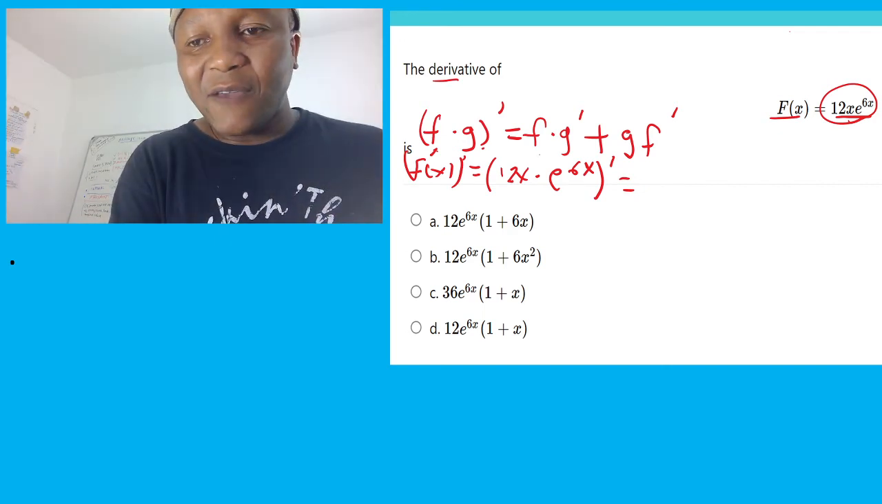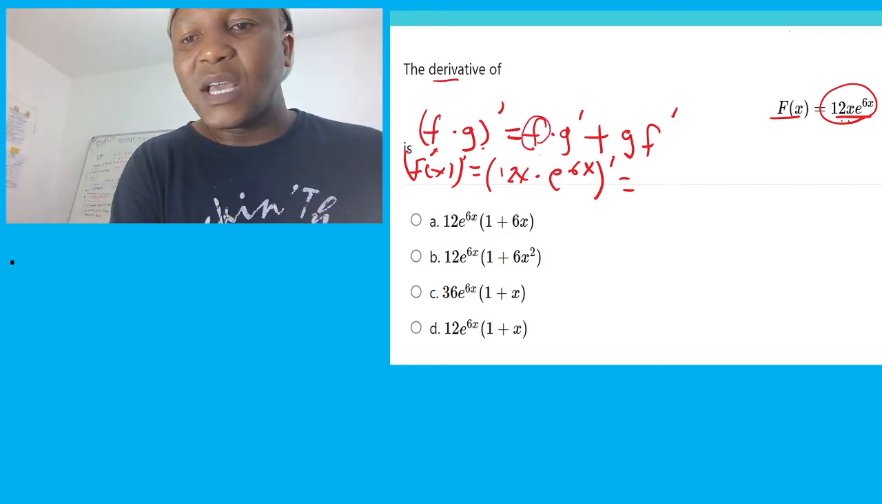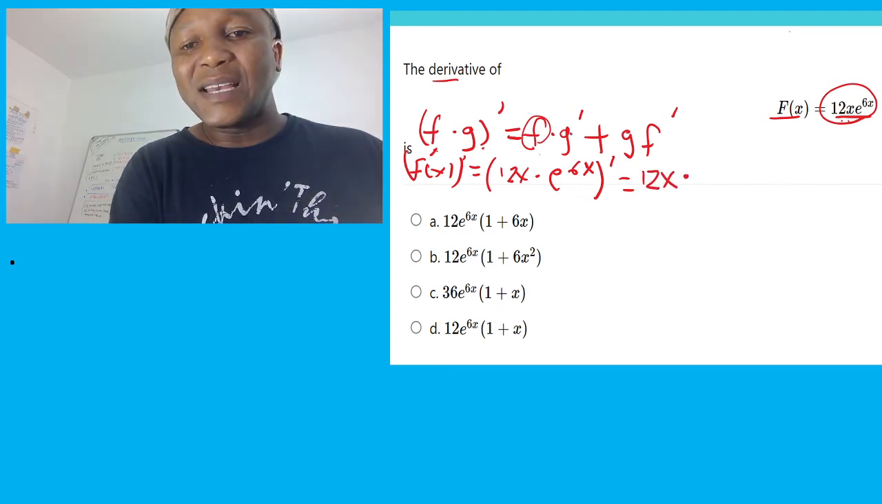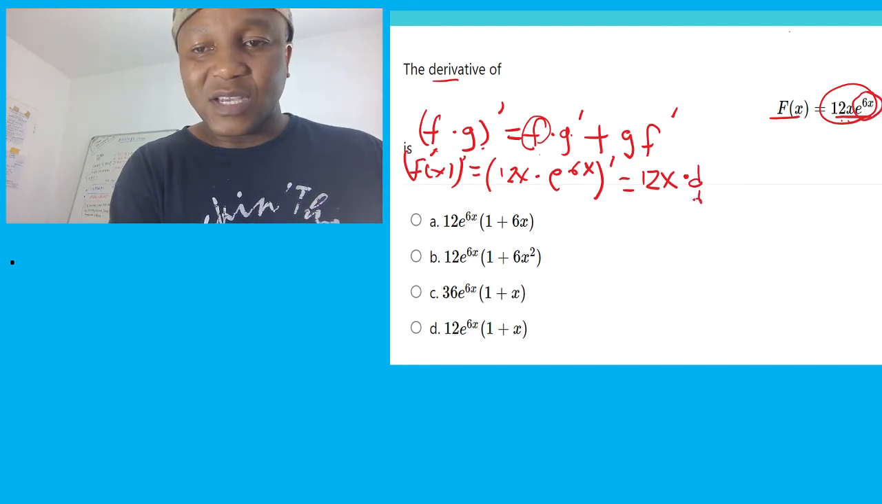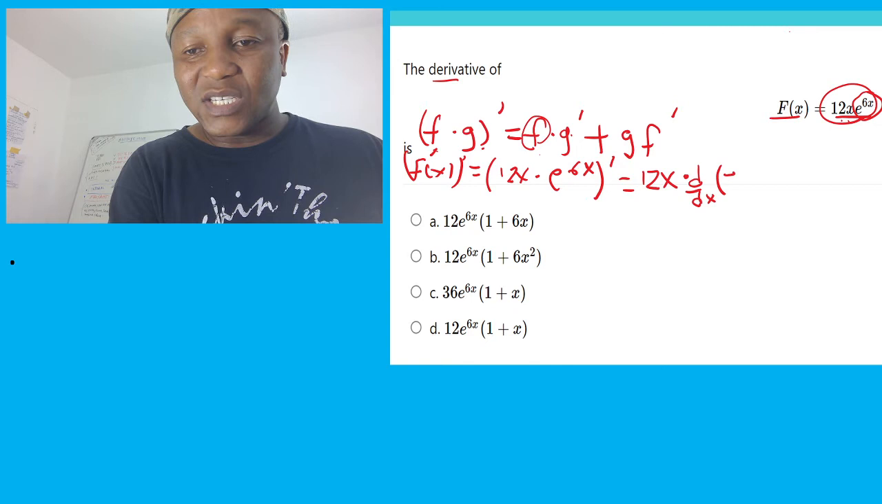Now what is our f? F is the first one, so we're going to write our f constant, our f equal 12x, and then we have to derivate g. What is our g? Our g is e power something, so we derivate our g, which is e power 6x. And how do you say you must plus? So we're going to plus.